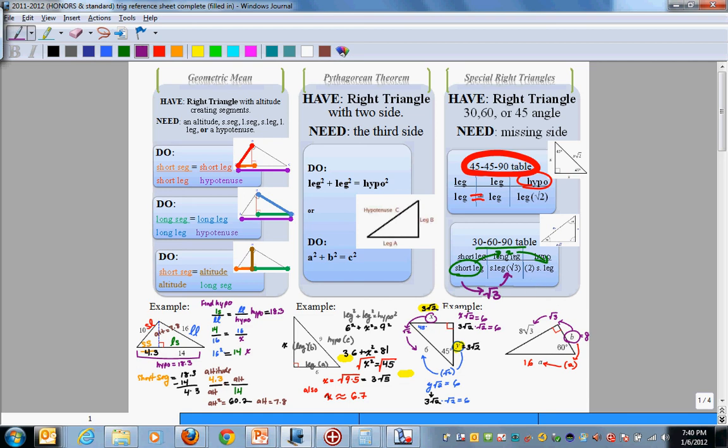Very critical that you absolutely memorize both tables. Again, when do you use them? For a 45-45-90 triangle and a 30-60-90 triangle.